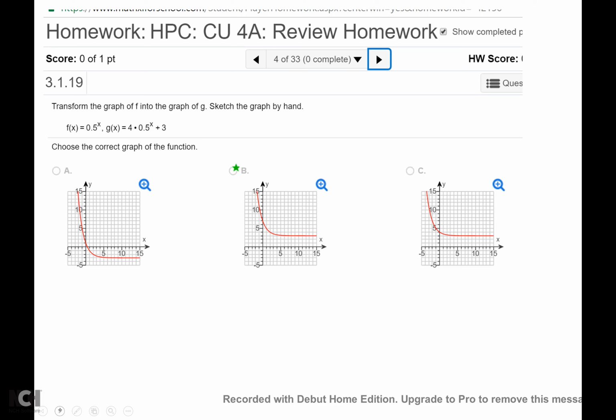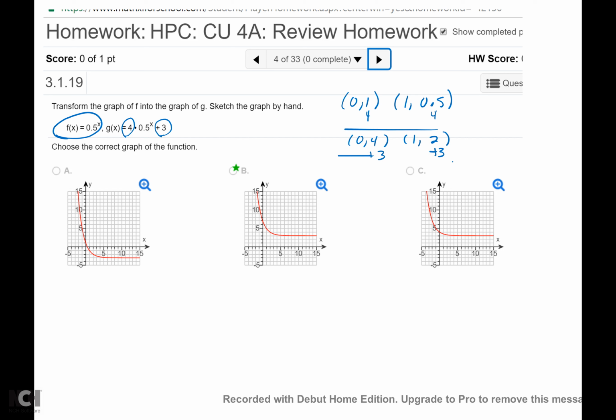Okay, it says transform this graph of f into the graph of g, sketch the graph by hand. Okay, well, if this is mother, then her ordered pairs would be 0, 1, and 1, comma, 0.5. So these two things are happening to y. So I'm going to PEMDAS those, so I'm going to multiply by 4, and I get 0, 4, 1, half of 4 is 2. Then I'm going to add 3 to the y's, that's going to give me 0, 7 and 1, 5. Those two are done. And there, that's it. There's nothing to do to the x.